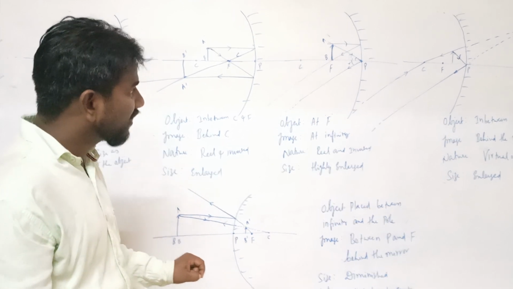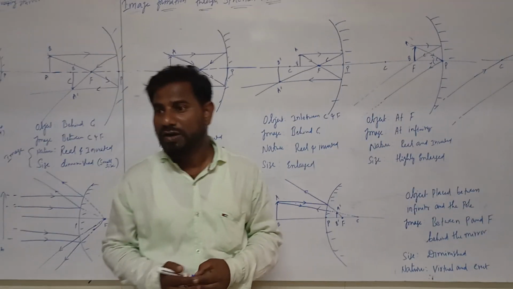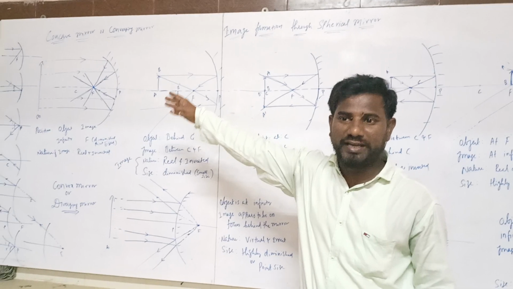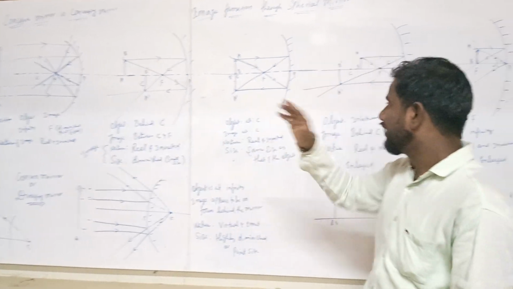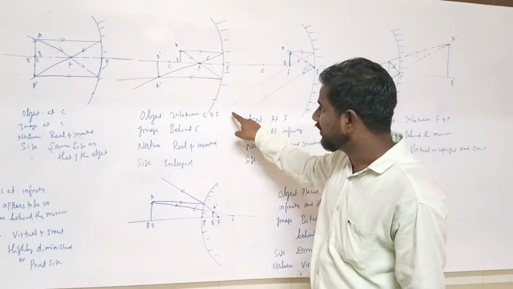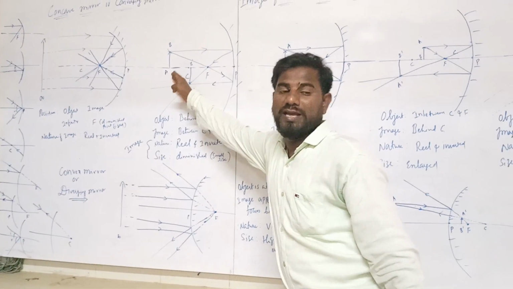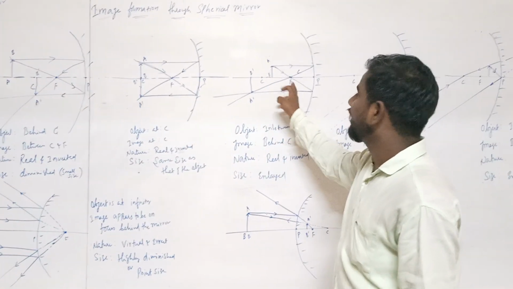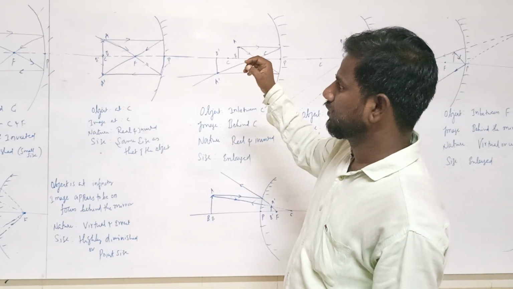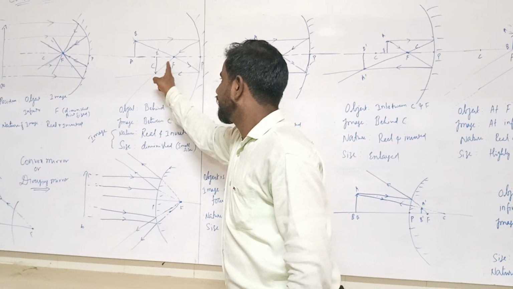So these are the image formations through convex and concave mirrors, and we can remember very easily that in the first case, when the object is at infinity, image is at the focus, and the opposite of that one is when the object is at the focus, image is at infinity. When the object is behind C, image is in between C and F.